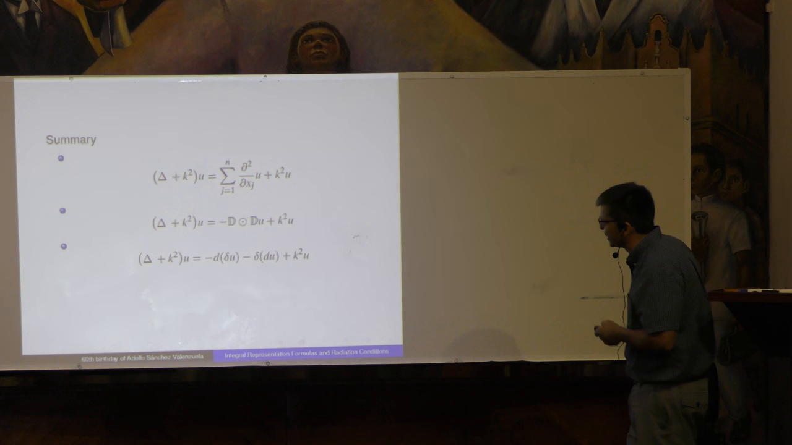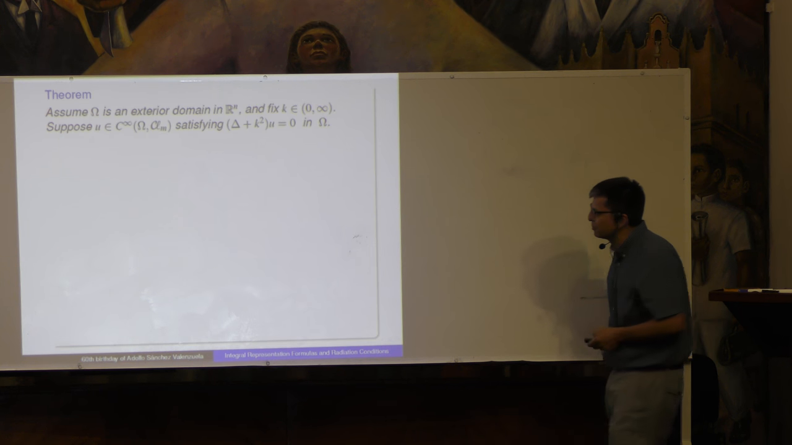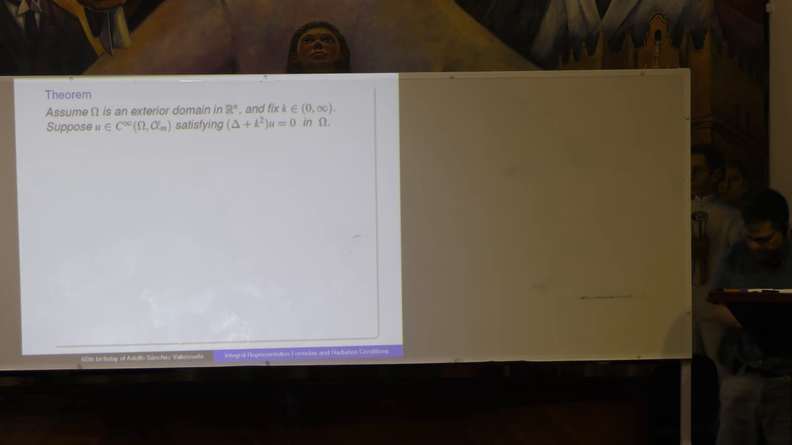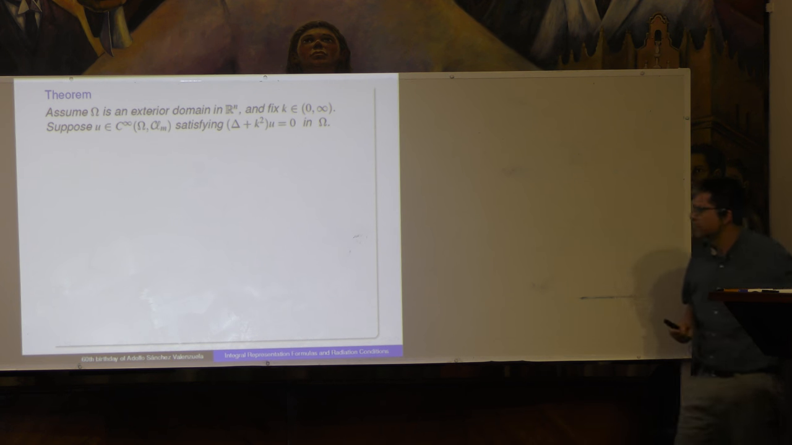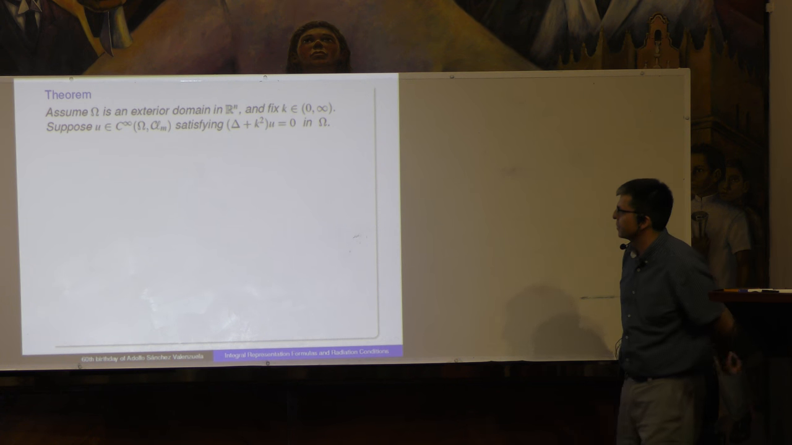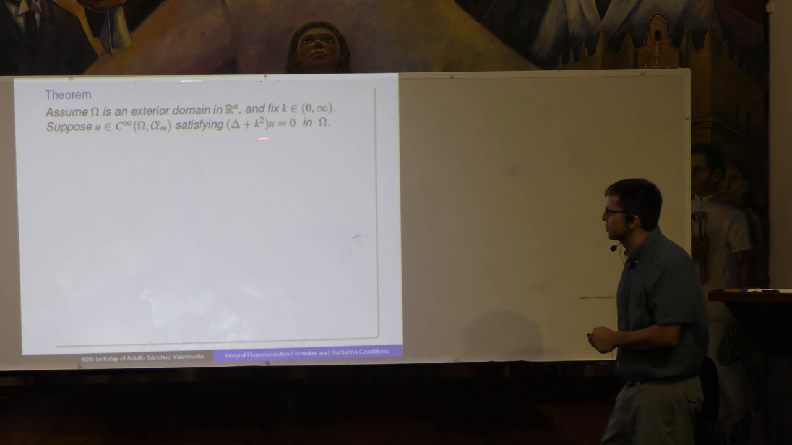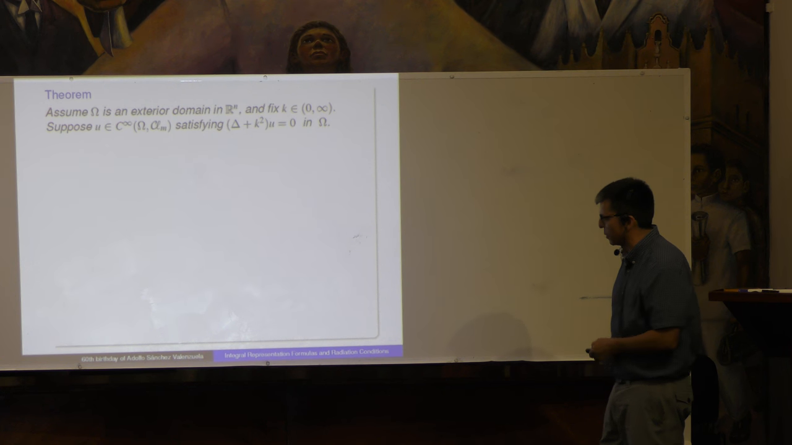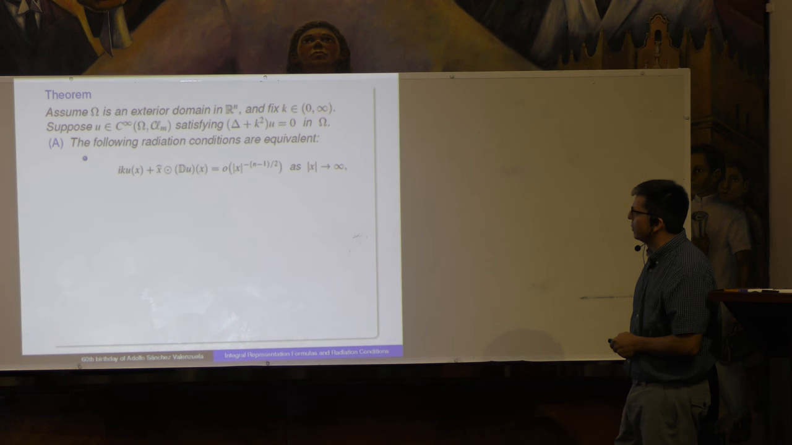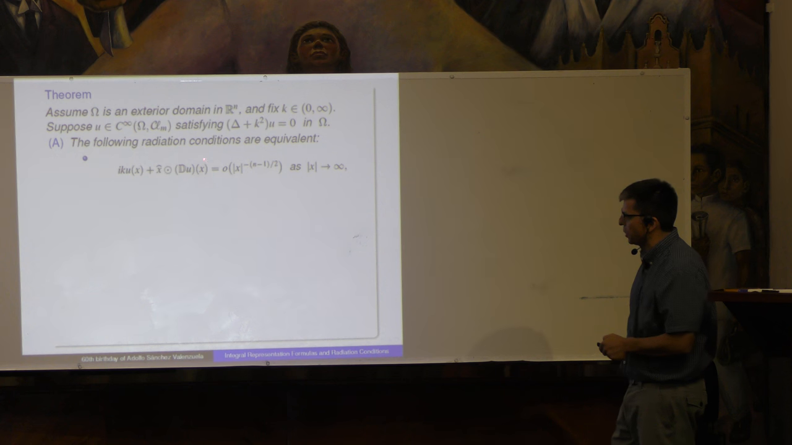And so I'm going to go for one theorem. Let me see. I had many things. Okay, I am fine. So we take an exterior domain. This is the first main theorem. And we fix some k, and we have a solution of the Helmholtz operator. And the following radiation conditions will be equivalent. One, with the Dirac operator, and with the function that decays of this order.